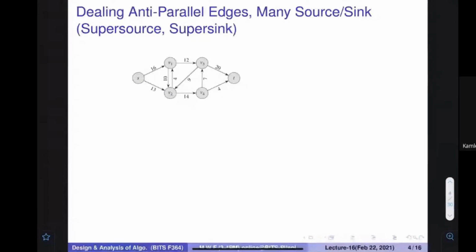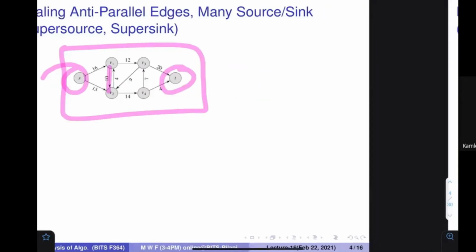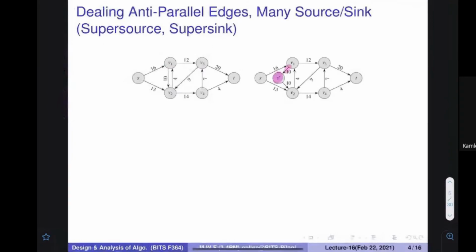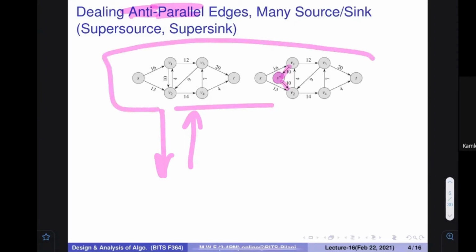A few minutes back, I just told you that if this is the network given to me, where there is a source, a sink, and parallel edges, then I'm going to add another node and connect them in this way. By this, the parallel edge problem can be solved. Anti-parallel edges mean one goes to this side and another goes to this side. By using this technique, we can solve it.